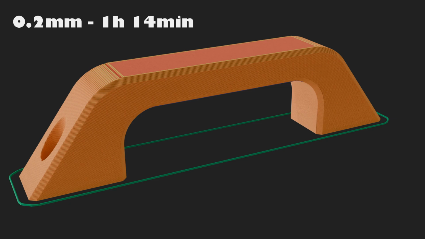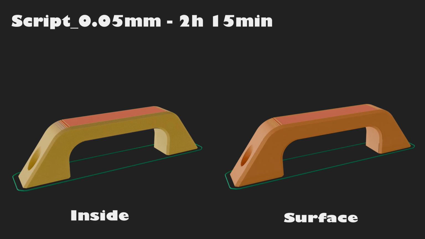This handle takes 1 hour and 14 minutes to print with a layer height of 0.2mm. With a layer height of 0.05, it would take about 4 hours and 5 minutes. If you use the script, you'll be able to print it in about 2 hours and 15 minutes with the same surface finish. Let's look at how you can get a hold of this.